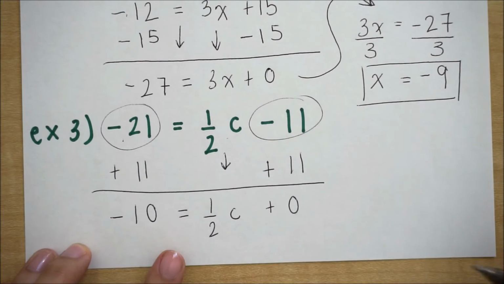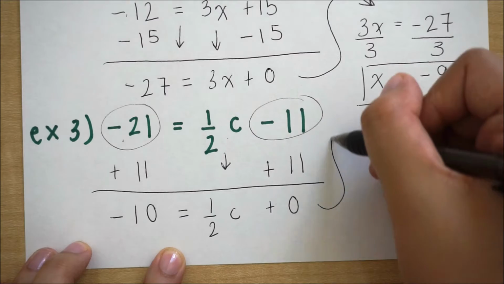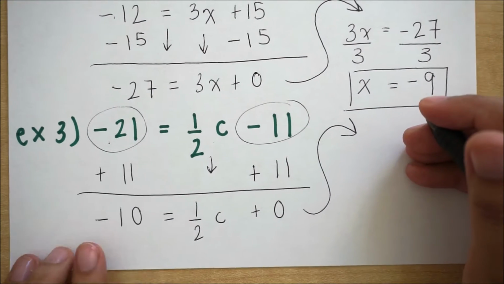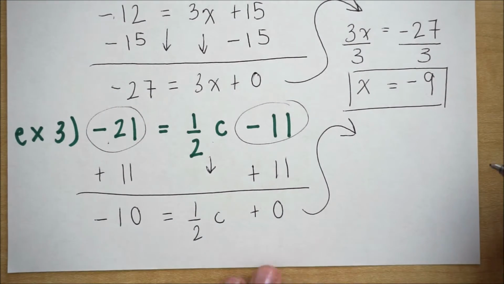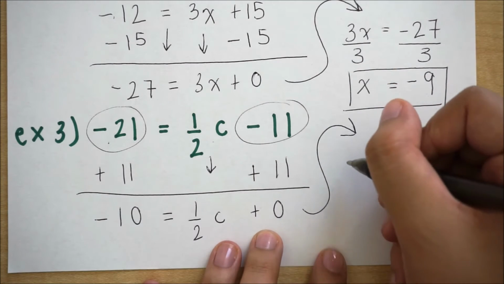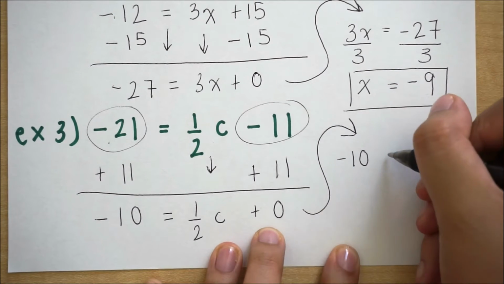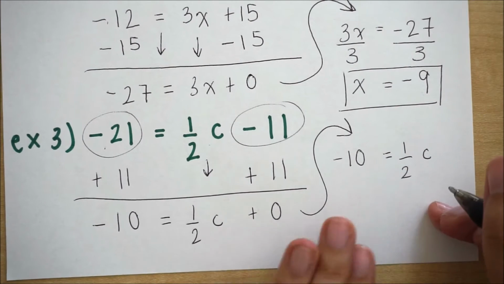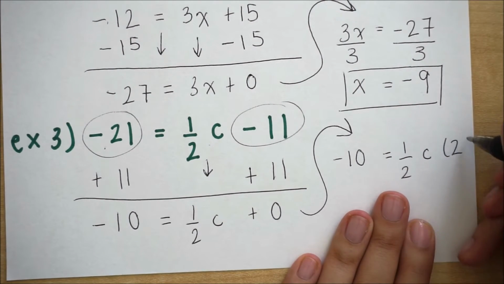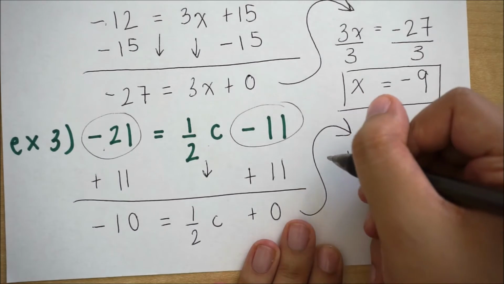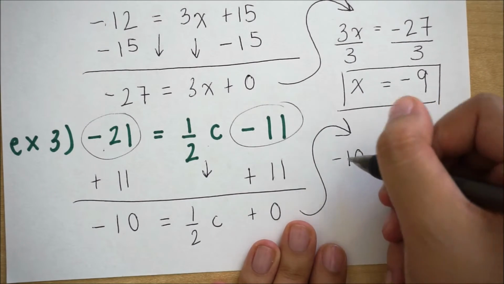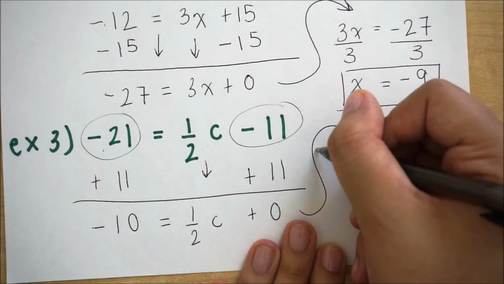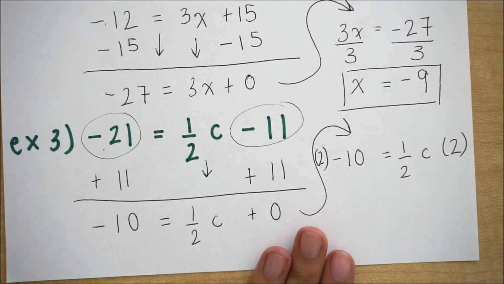So the answer is equal to negative 10. From here, what are we going to do? We have negative 10 is equal to half c. So I'm going to go ahead and rewrite that for you guys because we know that plus 0 means nothing. Soon I'll stop writing plus 0, but I just want to do it step by step just so we don't get confused where all these numbers are coming from.